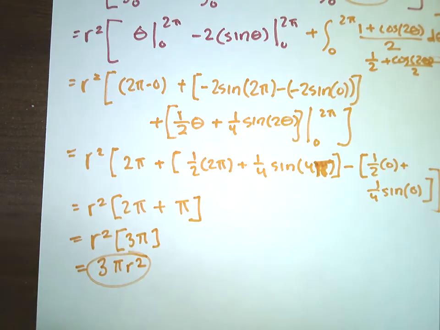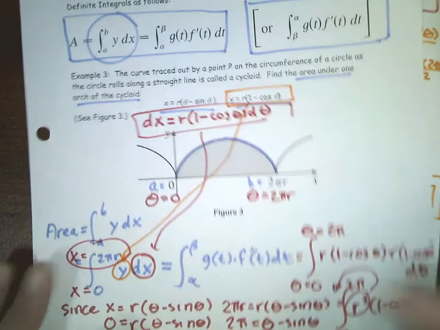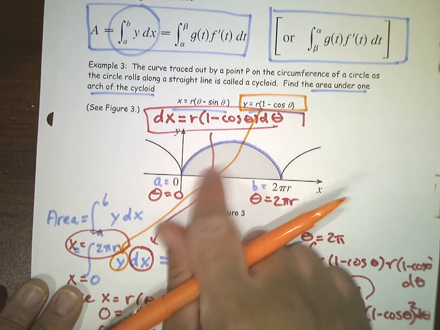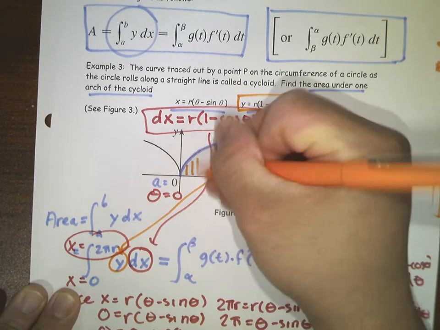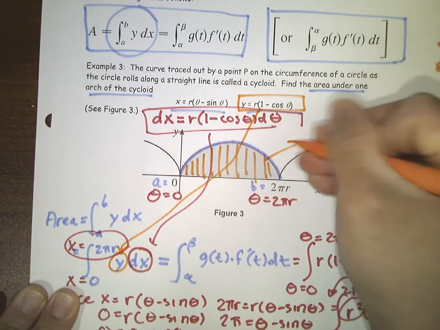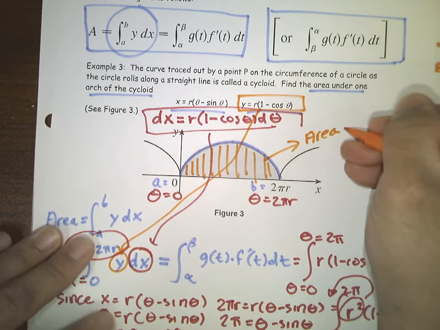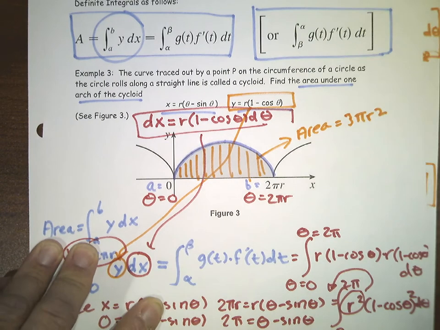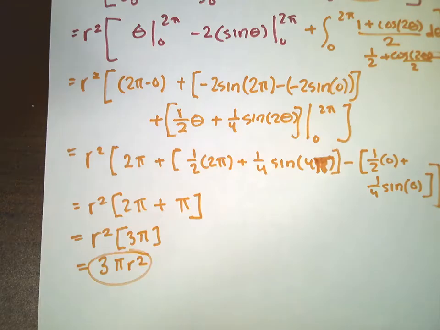So that is the area of the space enclosed by one arch of the cycloid. So this shaded area right here, we just figured it out. The area was going to end up being, what did we say? It was 3 pi r squared. All right, what a time to be alive. Now let's go ahead and try another one.